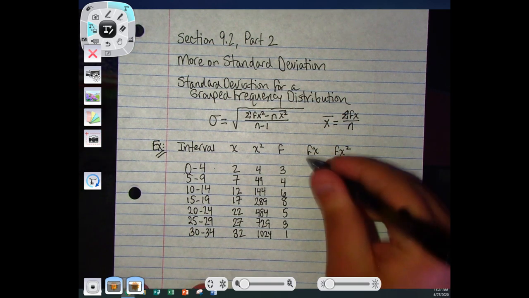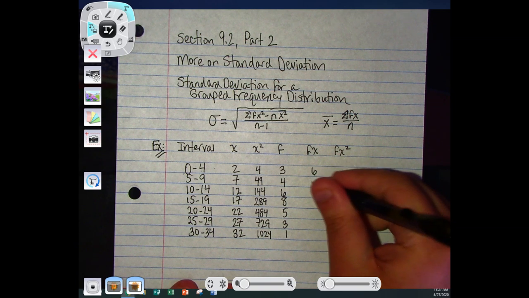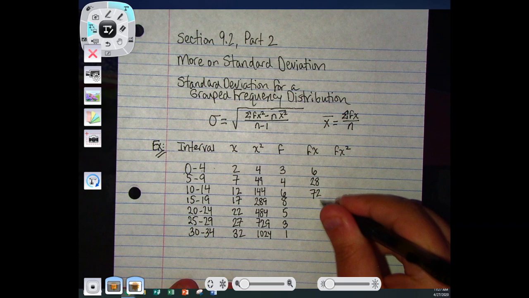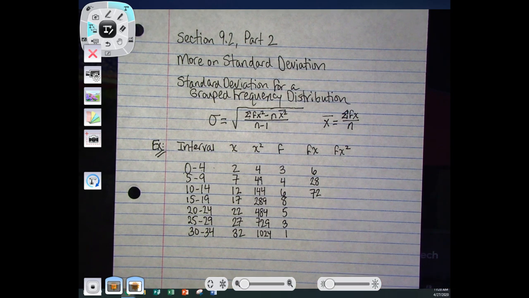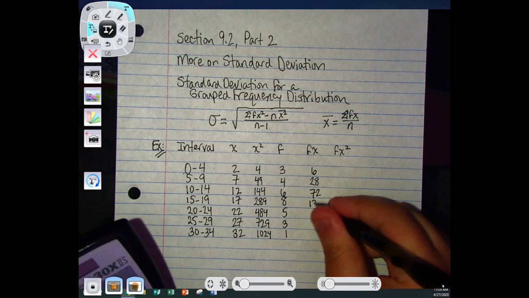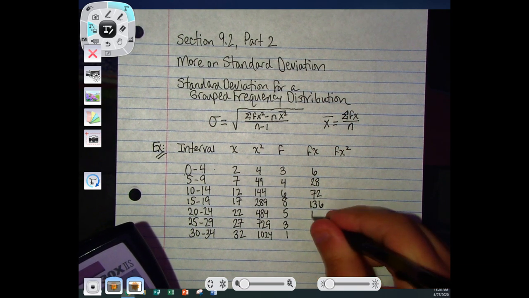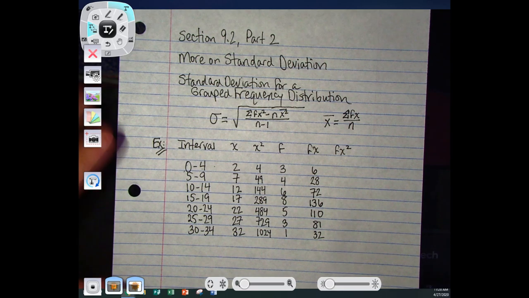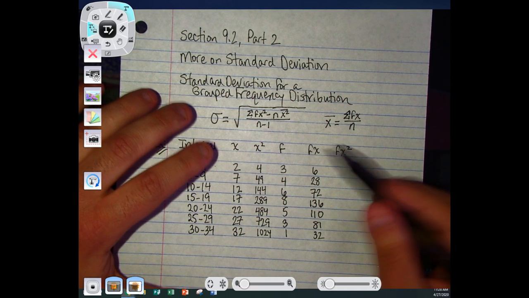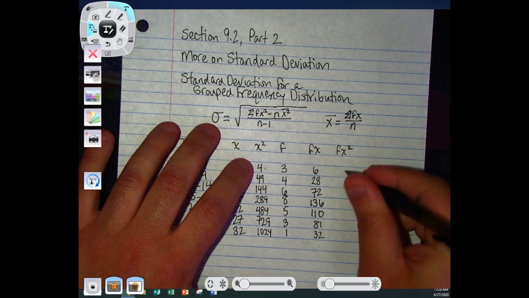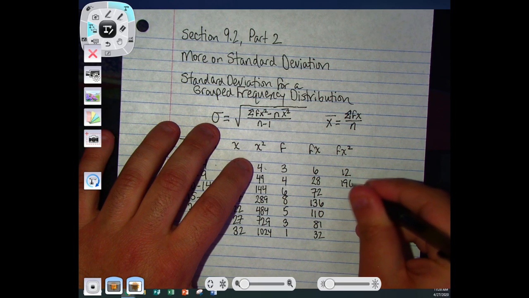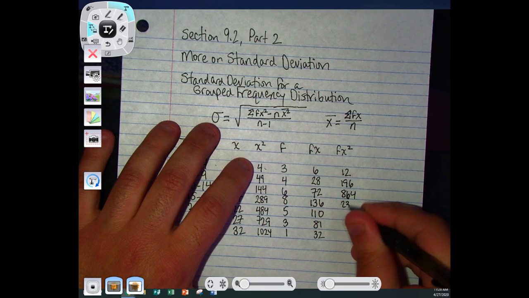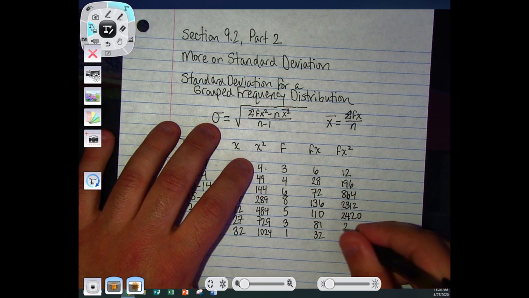Now when I do f times x, we end up with 6, 28, 72, 17 times 8 is 136, 110, 81, and 32. Then last but not least, when I do f times x squared, we end up with 12, 196, 864, 2,312, 2,420, 2,187, and 1,024.